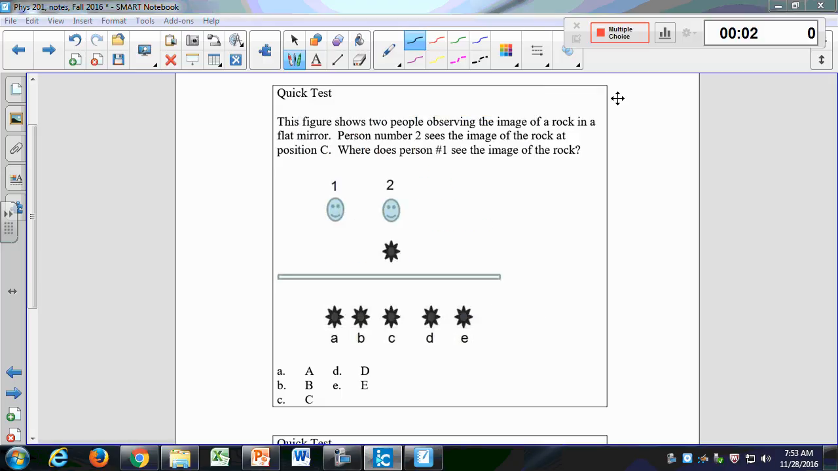This figure shows two people that are observing the image of a rock in a flat mirror. This is the rock. These are possible images. Where does person number two, this person, see the image right here? Where does person number one see the image of this object over here? Where does this person see the image of that object?